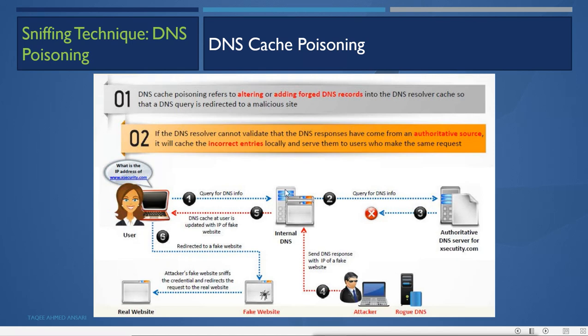Now if anyone tries to access facebook.com, the DNS server will have a record in the cache, so it will not go for the query. So what will it do? It will send the query not to the authoritative server, but to the fake rogue DNS server of the attacker, and that DNS server will give the IP address of the fake site. It will not give the IP address of the real site. It will give the IP of the fake site. Then again the user will go to the fake site. The fake site will log all the information of that user and then redirect that user to the real site.